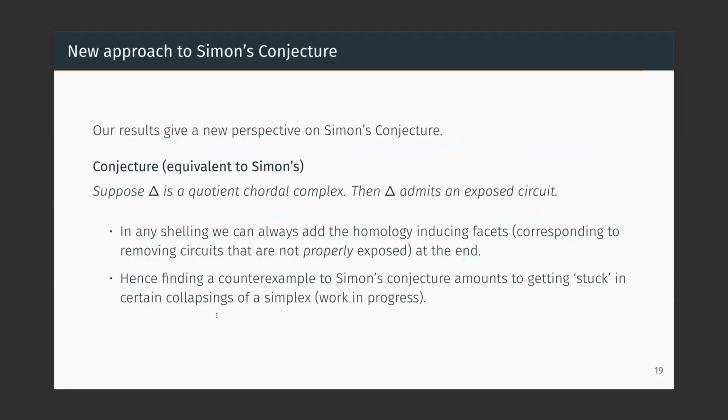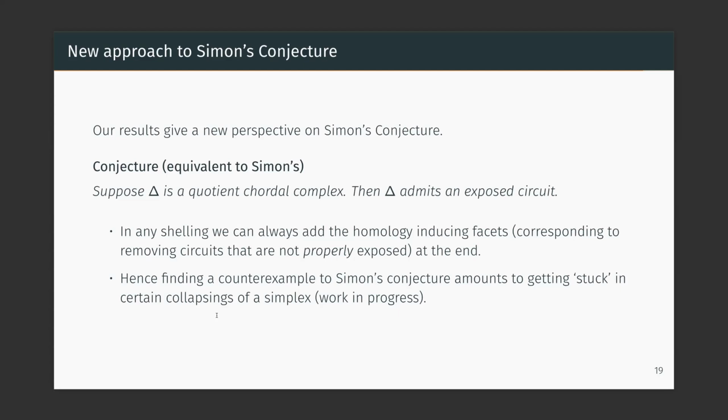One other thing I want to point out is that this perspective of taking exposed edges and exposed circuits gives you a new way to think about Simon's conjecture. And it turns out that if you parse everything, Simon's conjecture is equivalent to the following statement: if you have a quotient chordal complex, which was obtained by removing these exposed circuits, then it itself should admit an exposed circuit. That's equivalent to Simon's.